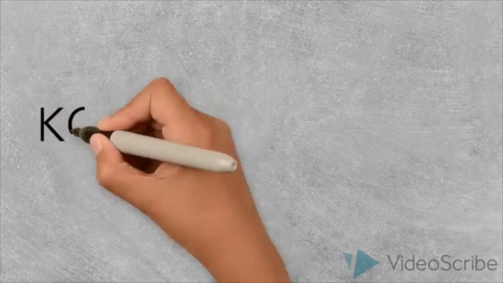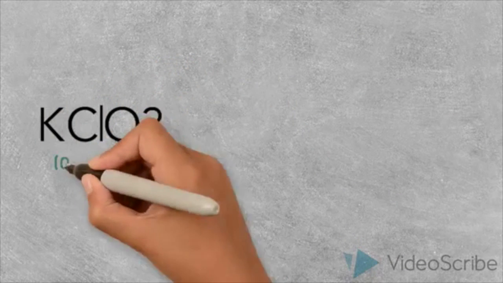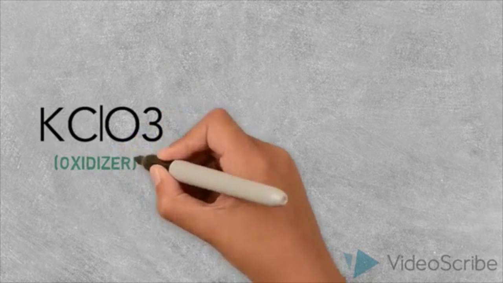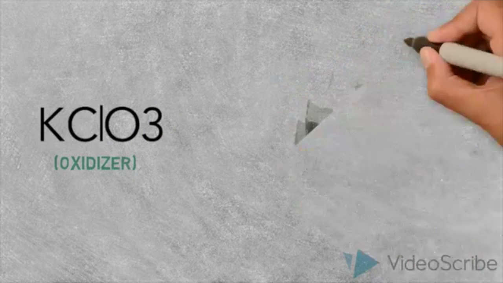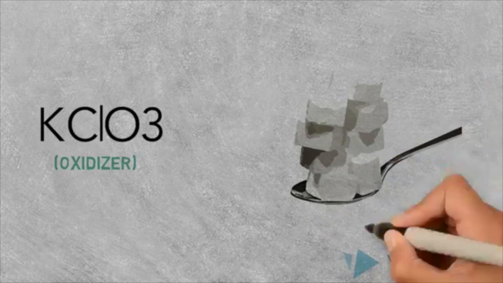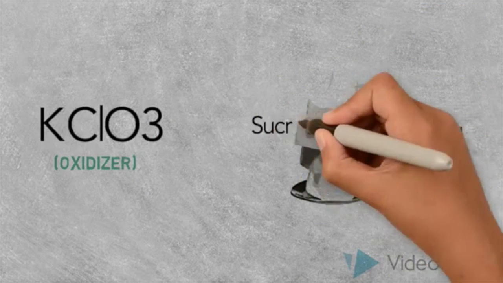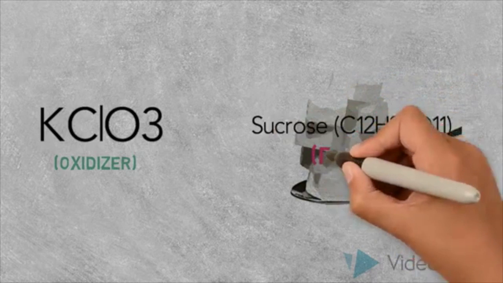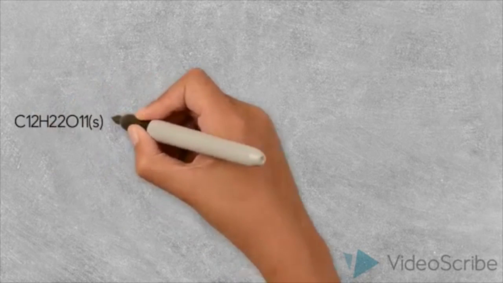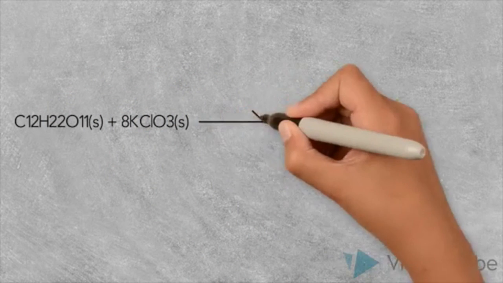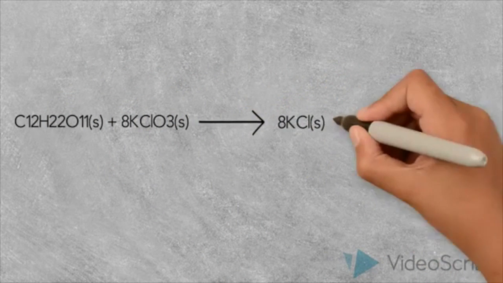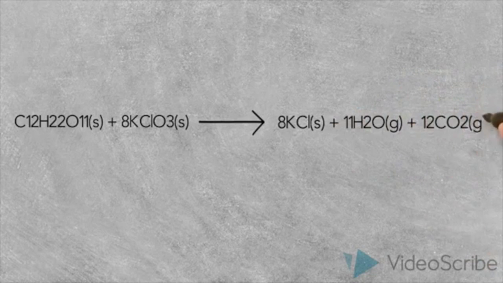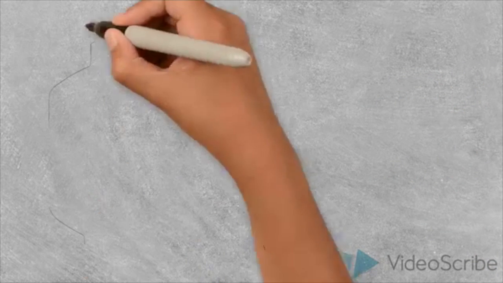A common solid rocket propellant, oftentimes called rocket candy, is made with potassium chlorate, the oxidizing agent, and sugar or sucrose, the fuel. The reaction is modeled by the following chemical equation. As you can see, as a result, there are many moles of gas.